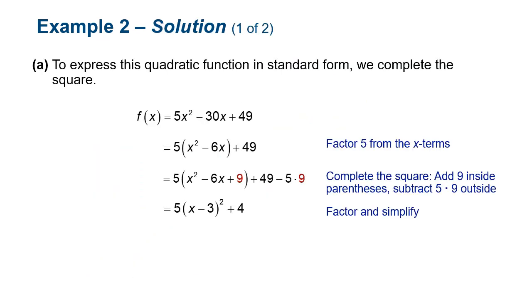First thing I want to do is set up. I want this leading coefficient in front of the x squared to be a 1. So the best thing I'm going to do is look at the x terms only, not the 49. Kick the 49 down. Ignore the 49 for a second. Just look at the x terms. I'm going to factor 5 out of those x terms, which gives me 5 times (x minus 6).